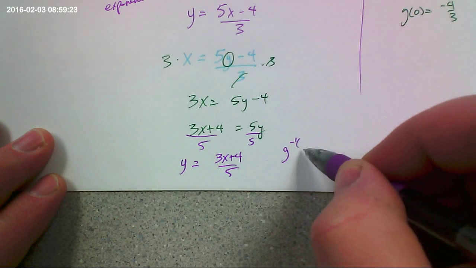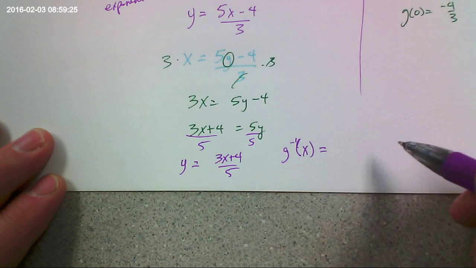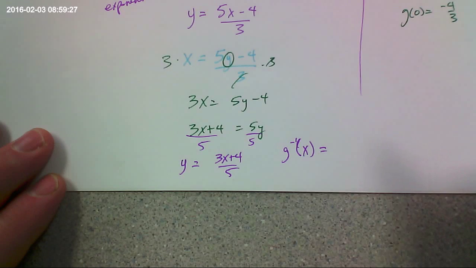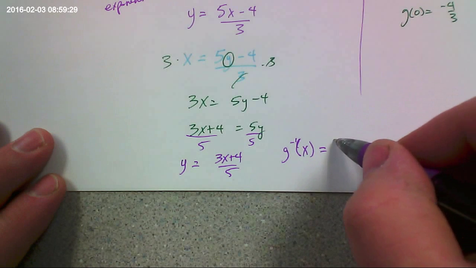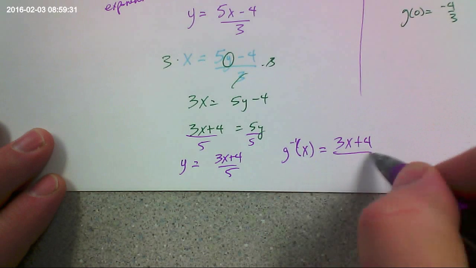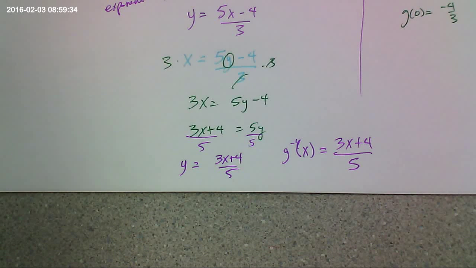So g of negative 1, sorry, the inverse of g of x, I don't know why I said it like that, (3x plus 4) divided by 5. Yeah? Questions?